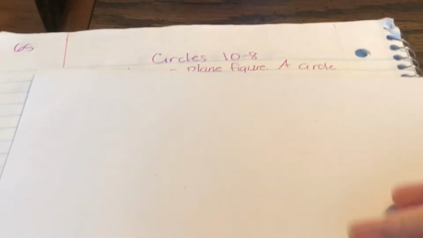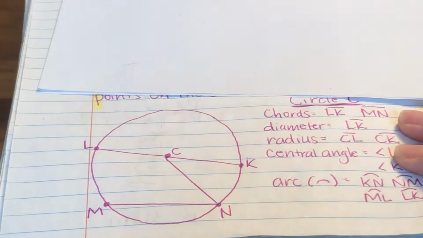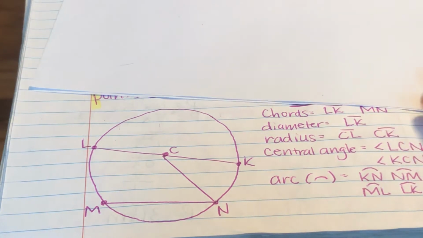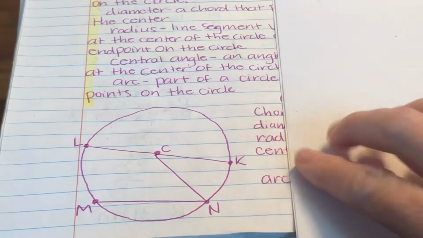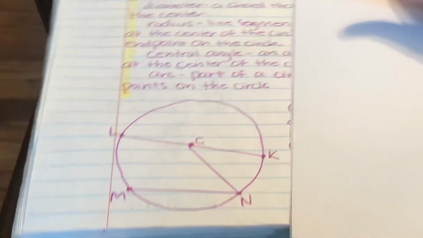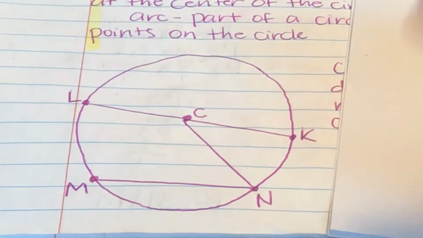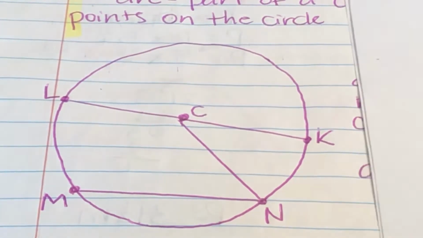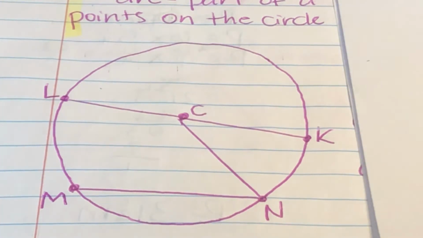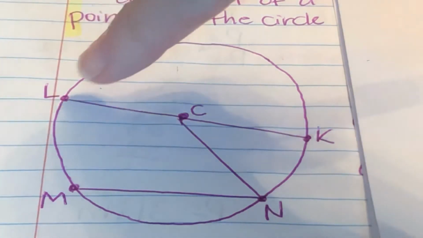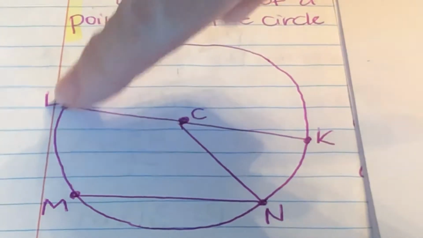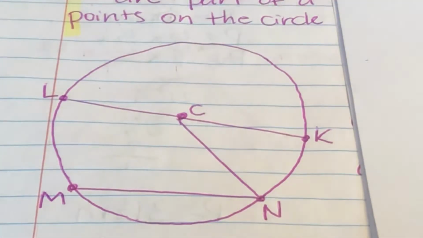So if I take a look at this circle here at the bottom, this is the same circle that is in your math book. Thinking about what we just heard with the chord definition, a line segment with its endpoints on the circle, I can see line segment LK. Both of those endpoints are on the circle. So LK would be a chord.